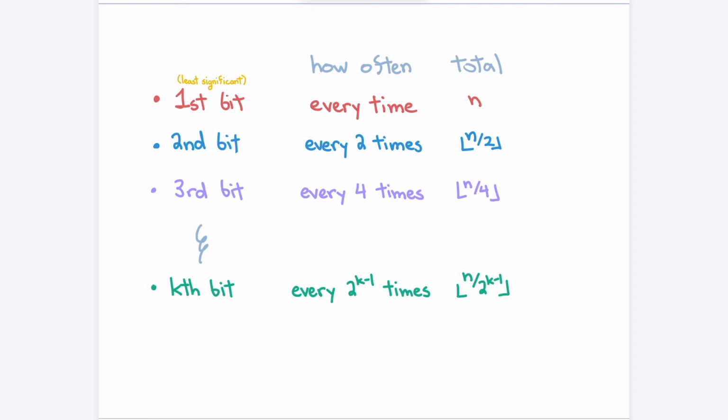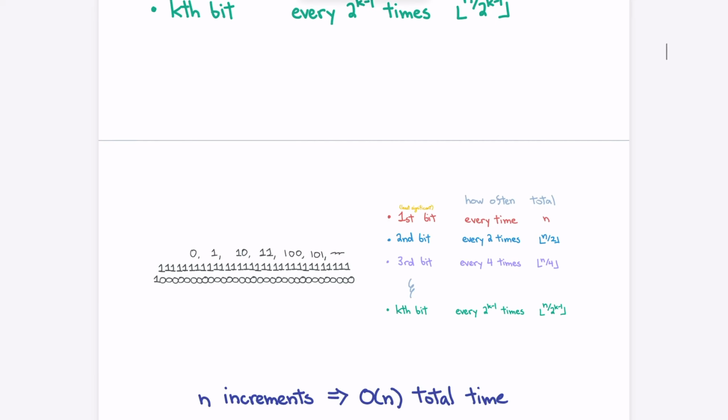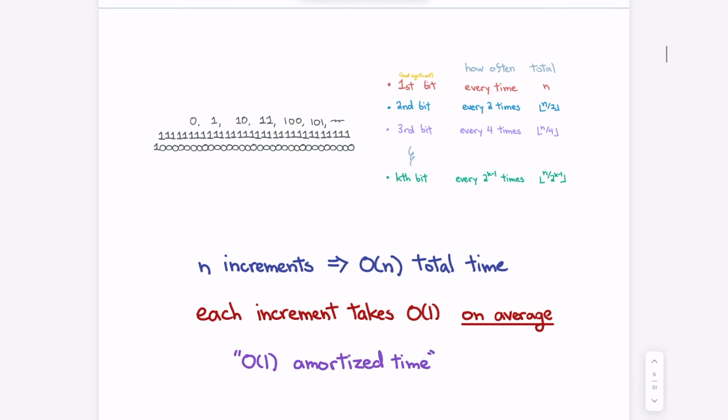So n plus n over 2 plus n over 4 plus n over 8. 2n, right? Or take the n out: 1 plus 1 half plus 1 fourth plus 1 eighth plus 1 sixteenth. The geometrically decreasing sequence is just a constant. Okay, so that's it. Each increment takes constant time on average.